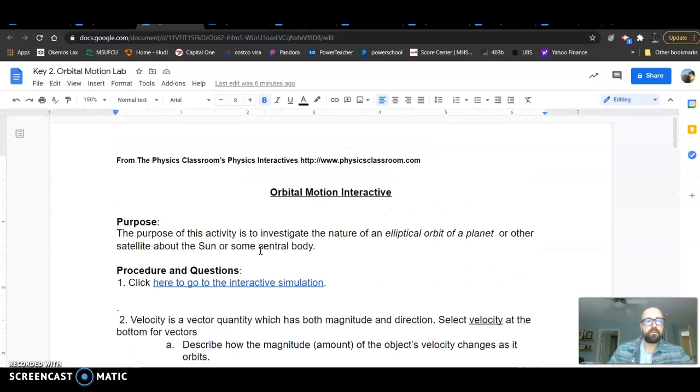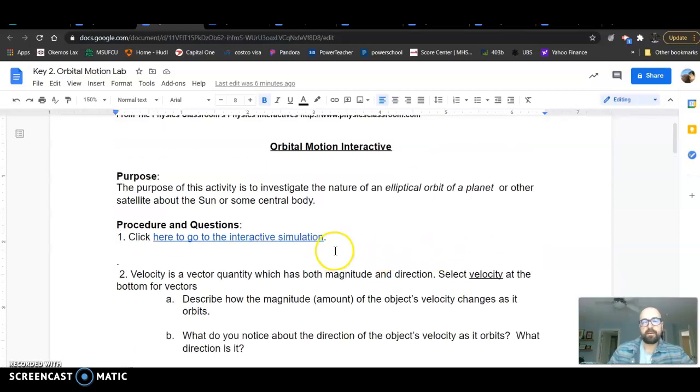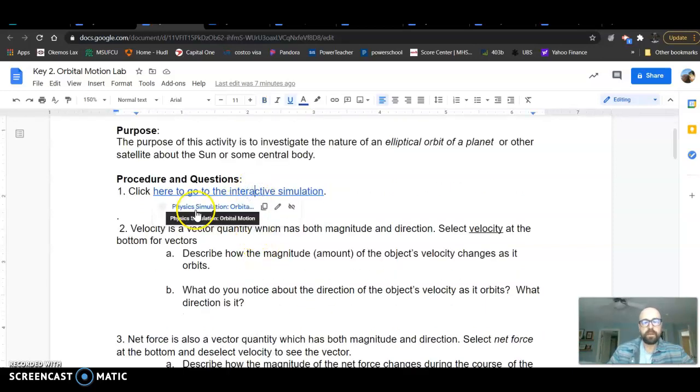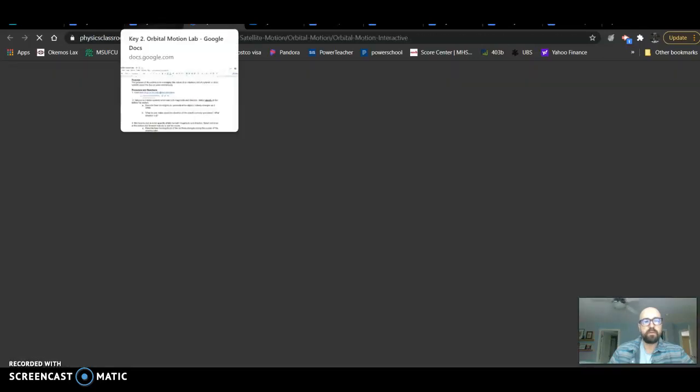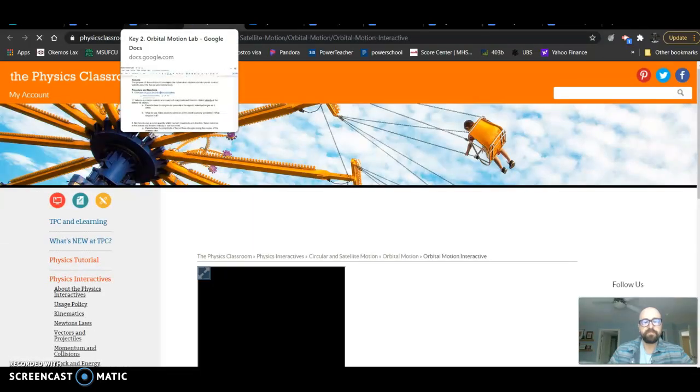What's up, guys? I'm going to look at the Orbital Motion Lab interactive from about a week ago. We talked about it in class, but I know some of you probably need a little more time. But this is the key stuff that I want to make sure you understand.